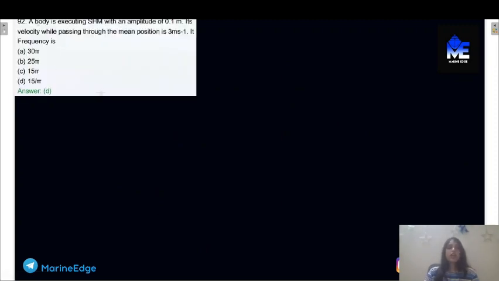Now, a body is executing SHM with an amplitude of 0.1 meters. So we have the value of A as 0.1 meters. It asks for its velocity while passing through the mean position. Let's assume that this object is a pendulum. It goes from here, comes to the center, and then goes back again. When it is passing through the mean position, its velocity is 3 meters per second. Then what is the frequency here?